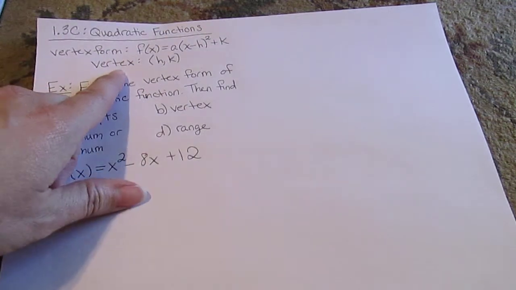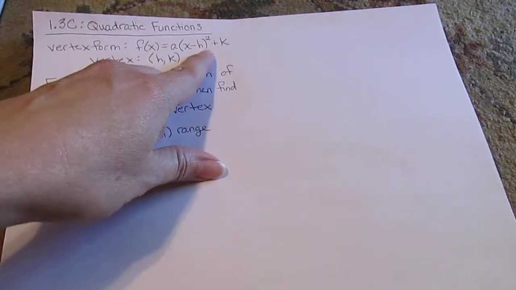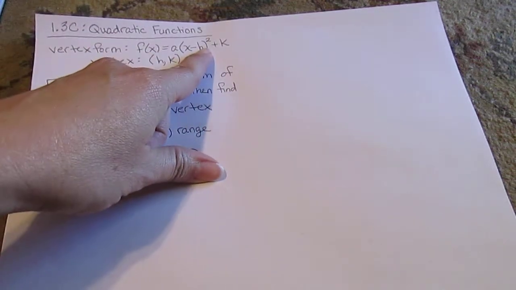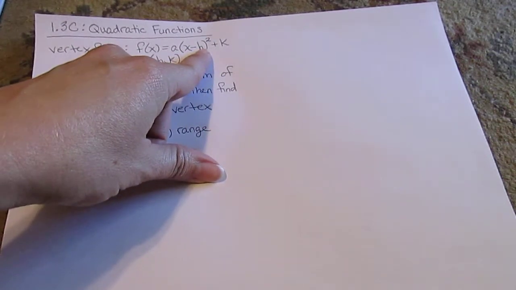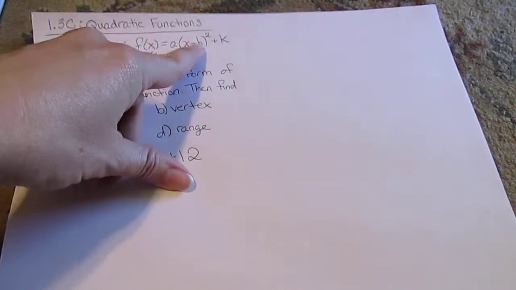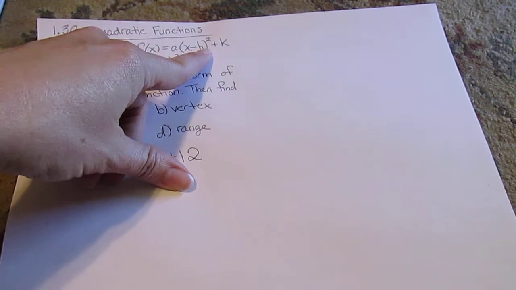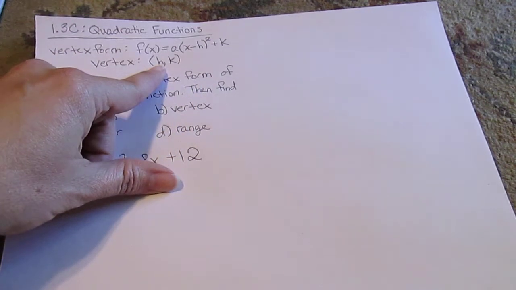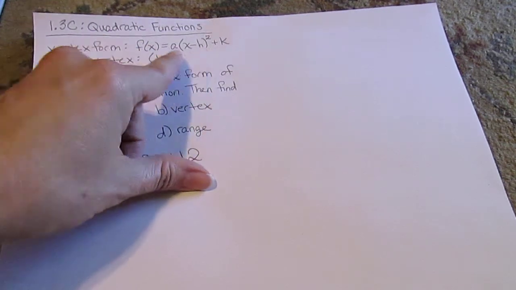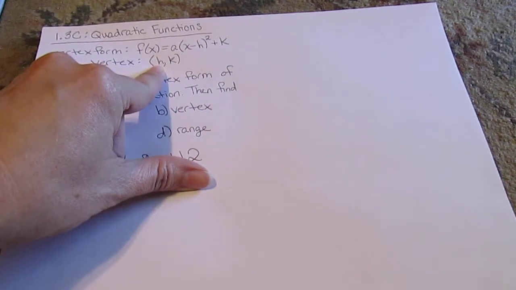Notice I have the vertex written here, (h, k), so your x coordinate is right here. And notice you change the sign. So whenever you pull your x value out, you're going to change the sign. If it's a minus h here, it'll be a positive h when you pull it out. If it had been a plus h, it would have been a negative h here.